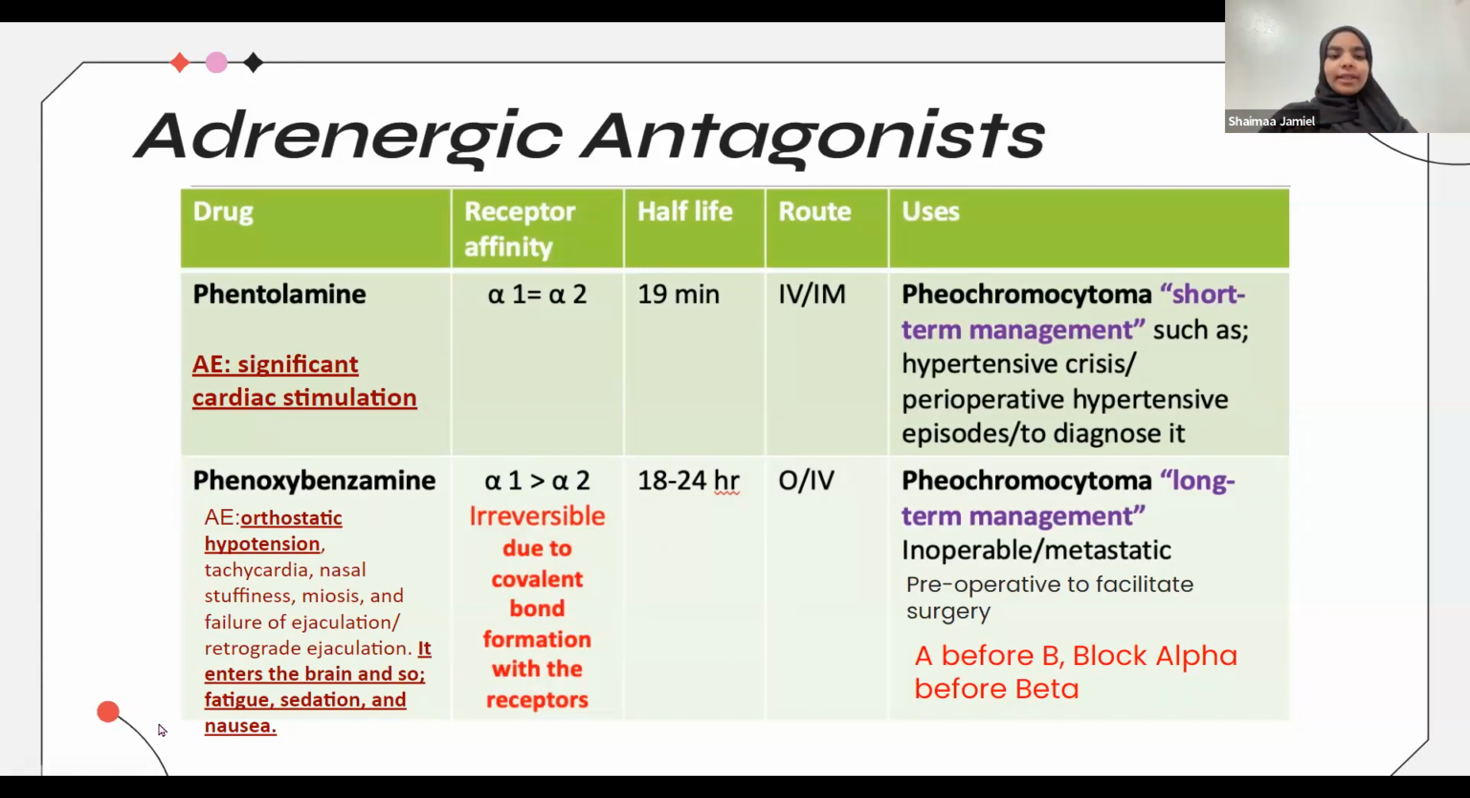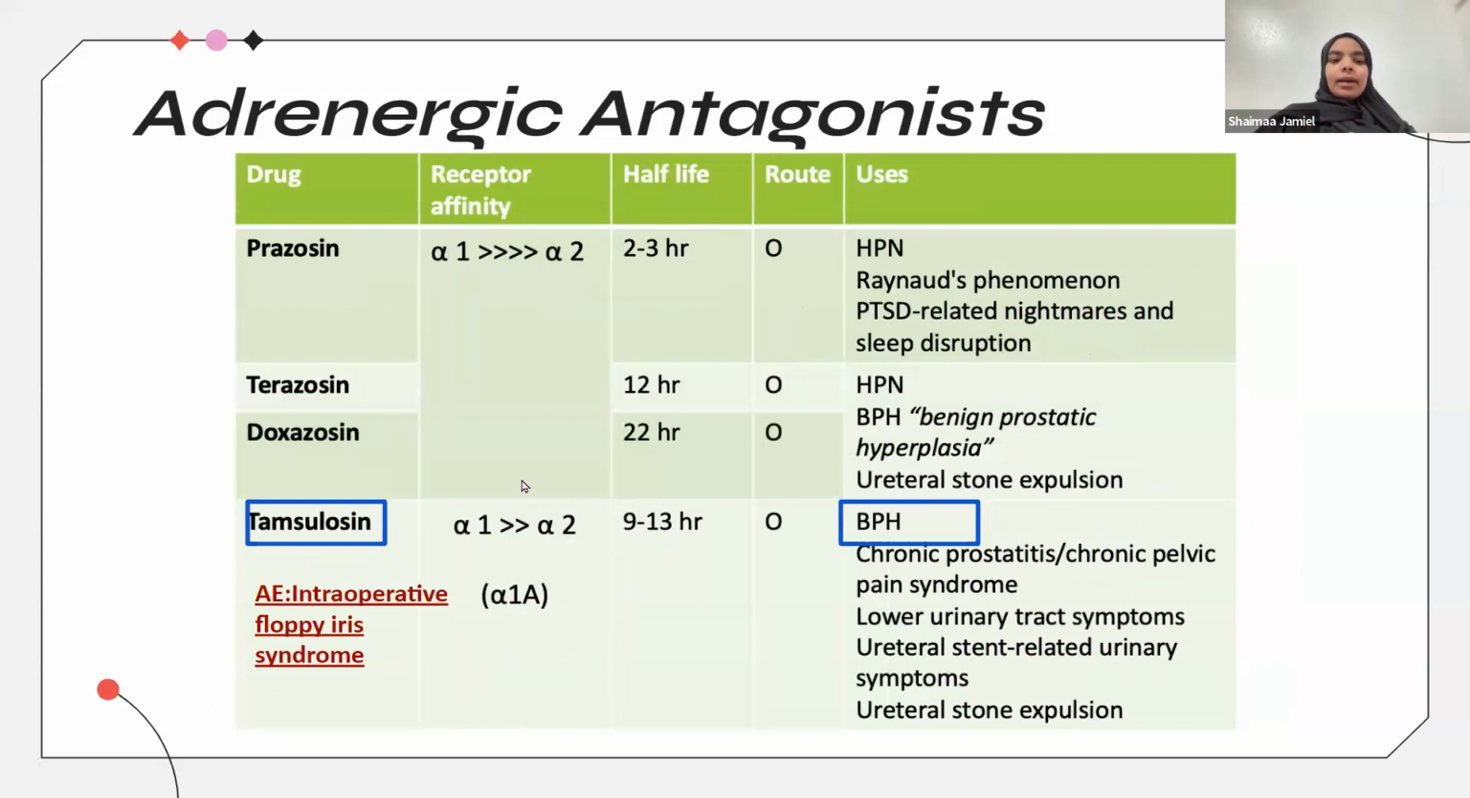So the next slide. Then we have the more selective, which all end in osine. They're more selective for alpha 1. Prazosin, terazosin, doxazosin have selectivity for alpha-1 more than alpha-2, and they're used for hypertension. Obviously, all of these are not really first line.